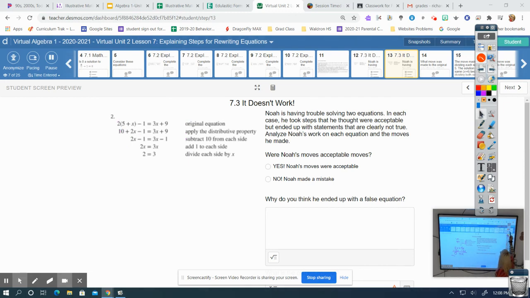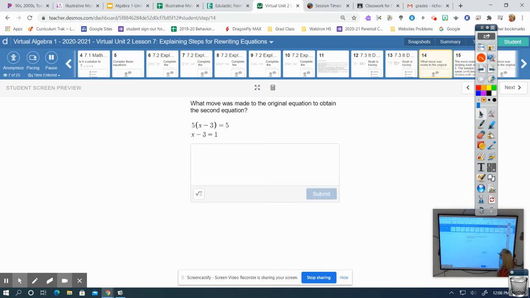All right, so let's look at this one. So what move was made to the original equation to obtain the second equation? And so hopefully you could figure that out based on what we did before. But if we have 5 times x minus 3 equals 5, what could he do to get the second equation? And did he do it correctly? So if I have this, what did I say?